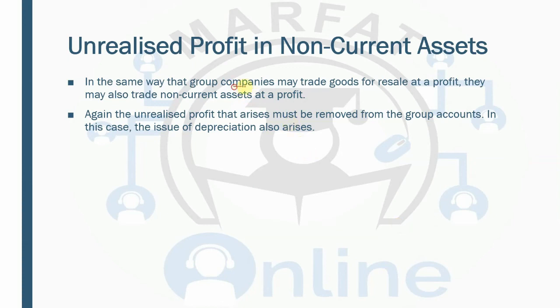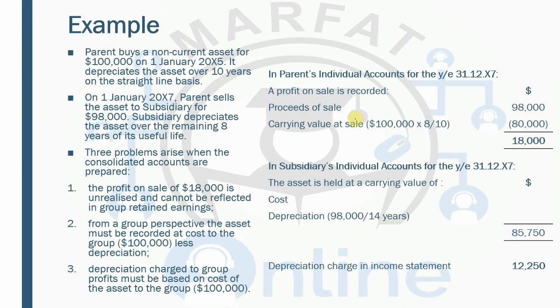In the same way that group companies may trade goods for resale at a profit, they may also trade non-current asset at a profit. Again, the unrealized profit must be removed and the concept remains the same, the single entity. There's an illustration to understand how the unrealized profit on the non-current asset makes the difference. Parent buys a non-current asset for 100,000 on 1st January 2005 and it depreciates the asset over 10 years on a straight line basis. So that means 100,000 divided by 10 is 10,000 per year depreciation.